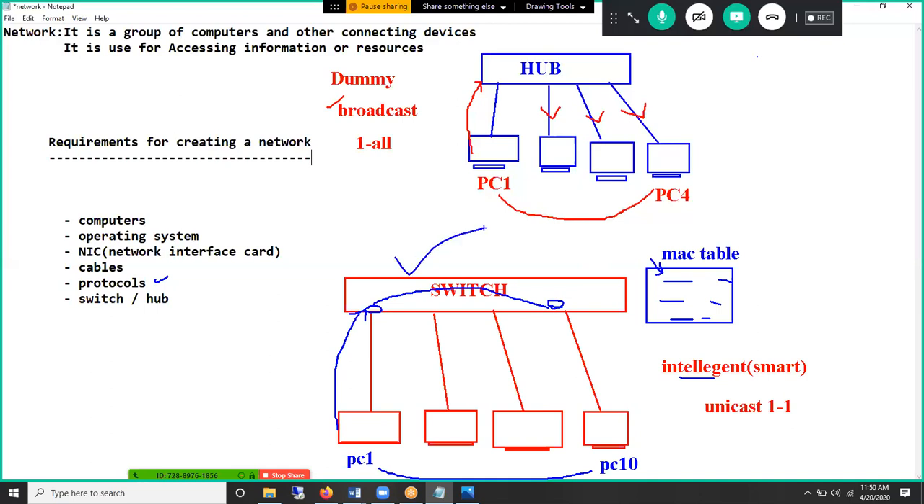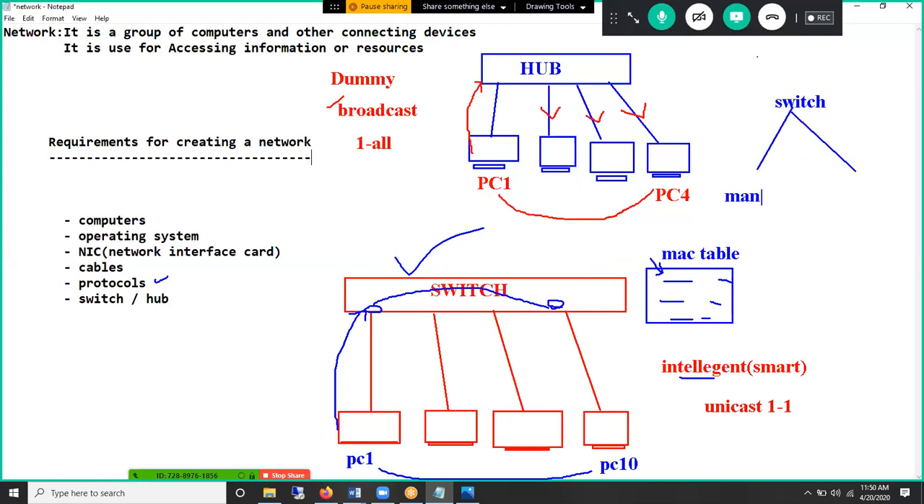Now, apart from that, there are a lot of categories in switches. From the market, if you purchase a hub, a hub doesn't have any category. Hub means we don't have anything in it. But when you say switch, when you want to purchase a switch, switches have some categories.